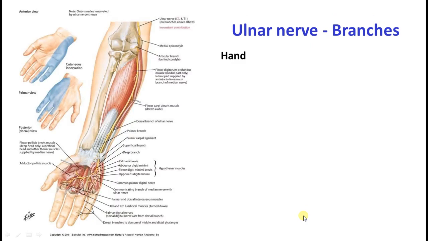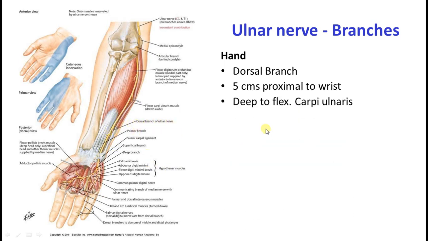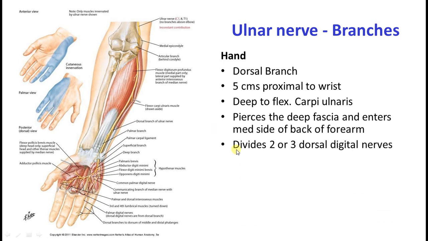So in the forearm, it supplies the medial 1.5 muscles, flexor carpi ulnaris and medial flexor digitorum profundus. The cutaneous branch mainly supplies the skin over the hypothenar eminence and the palmaris brevis. Then in the lower part of the forearm, it also gives a branch which is called the dorsal branch of ulnar nerve. Just 5 centimeters above the wrist, it passes deep to the flexor carpi ulnaris and supplies the dorsum of the hand, that is the medial 1.5 digits. So on the back of the hand, it supplies the medial 1.5 digits.